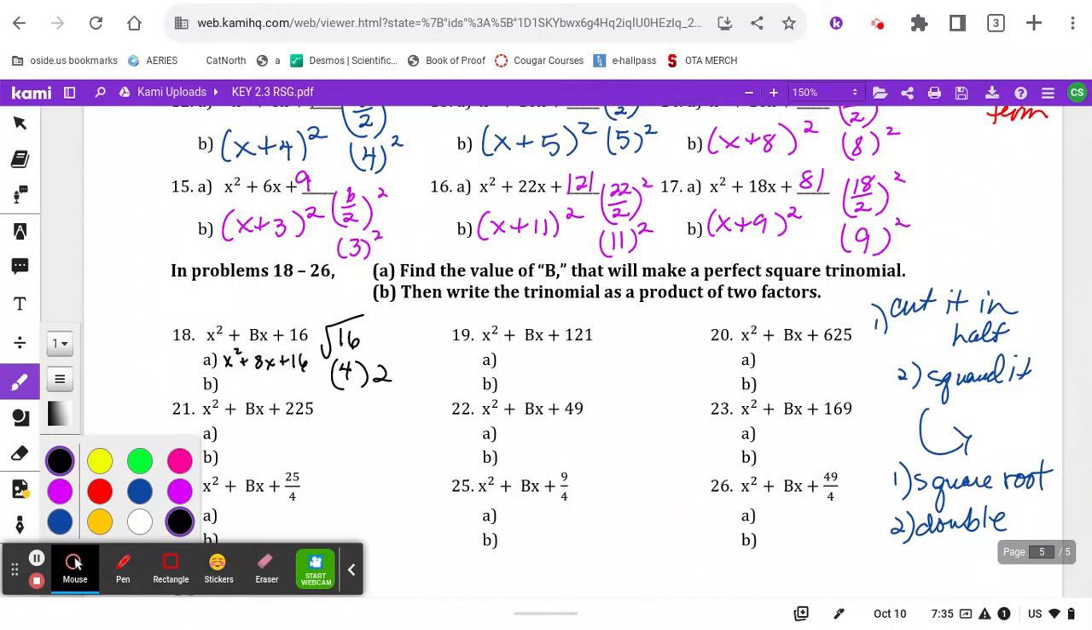And then it wants our product of two factors again. It's just the x plus 4 squared factors. So do you see how we did that? We took the n term, square rooted it, and then we doubled it. Okay, let's go try it again on number 19. We take the n term and square root it, and then we double that. And then the product of two factors is that square root value. All right, pause this and try a couple on your own.